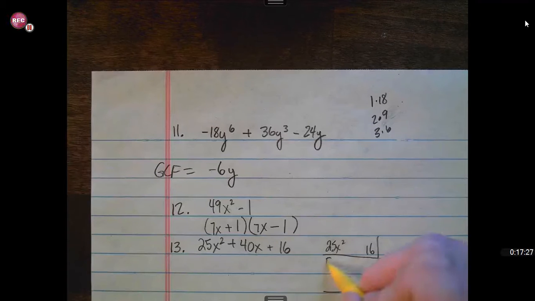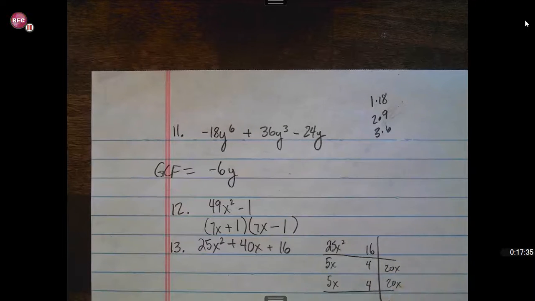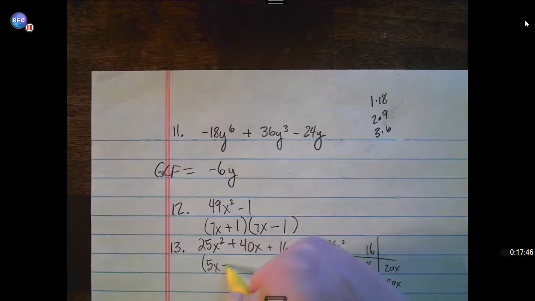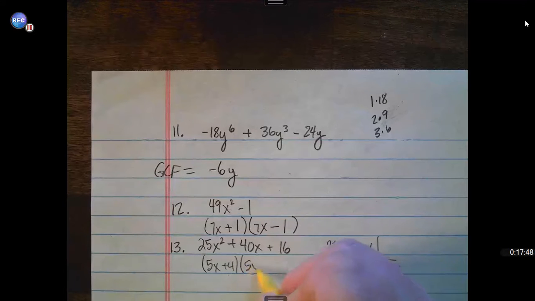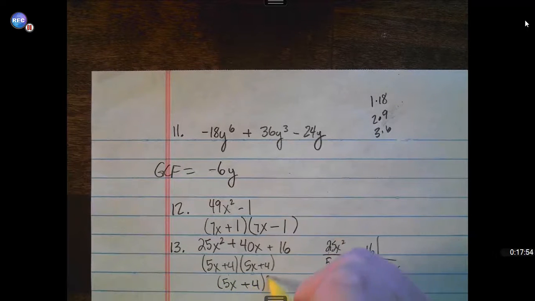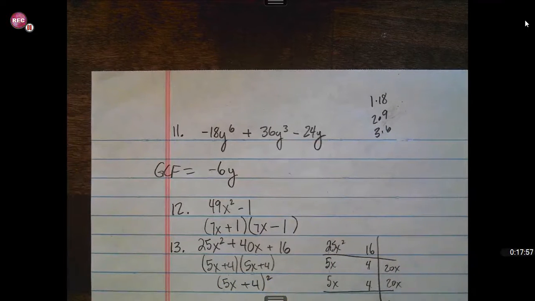Let's see. I'm going to guess 5x and 5x, and I'm going to guess 4 and 4. When I multiply across, that gives me 20x and 20x. And so it works. 20x plus 20x is 40x. This times this is this. This times this is this. So this is 5x plus 4 times 5x plus 4. And then as some of you demonstrated on yesterday's quiz, you can write that as the quantity 5x plus 4 squared.